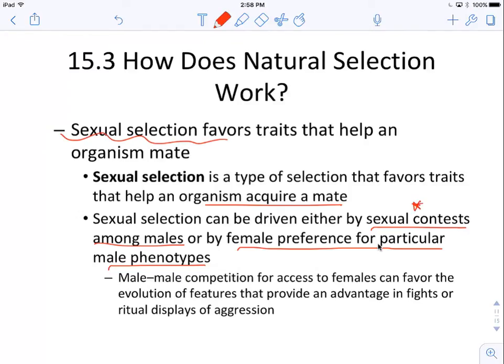So basically, you can have, say, contests between males. You can have two rams fighting, and whichever one wins gets to mate with the females that are there. Or you can have females that decide, this is what birds do mostly, that females decide based on the flashiest, showiest tail feathers who they would select to mate with.